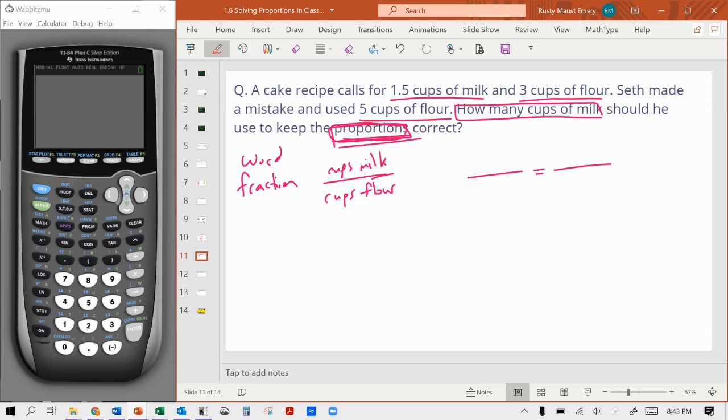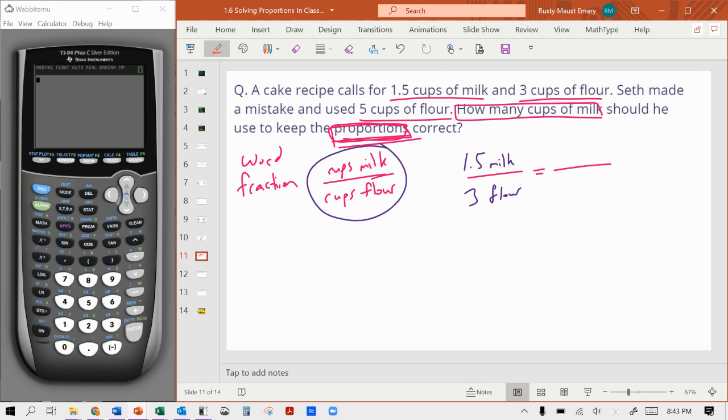So back to actually filling in my proportion, if I go ahead and now take my word fraction, the milk is going to be on top, flour on bottom. So in this case, I'm just filling in the numbers. 1.5. I like to add the words there as well, and then 3 flour. But again, if you have this word fraction written down, it's really easy to help you make sure you're putting the right units in the right spot.